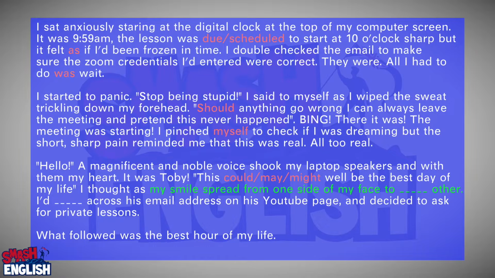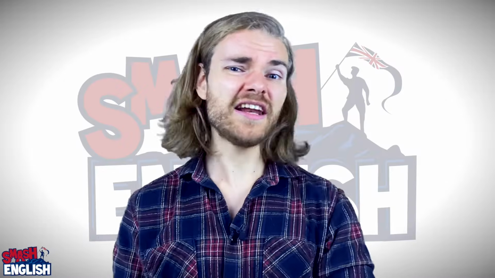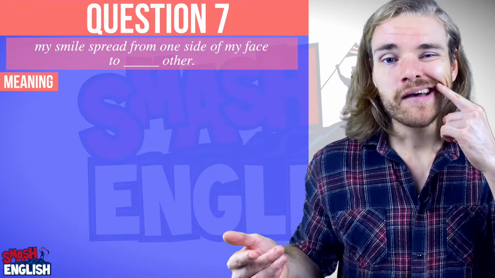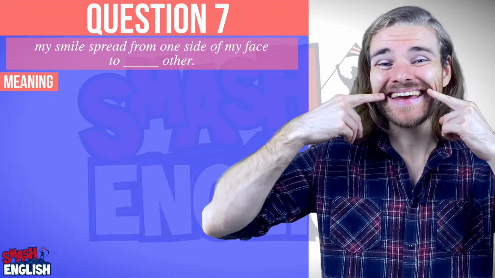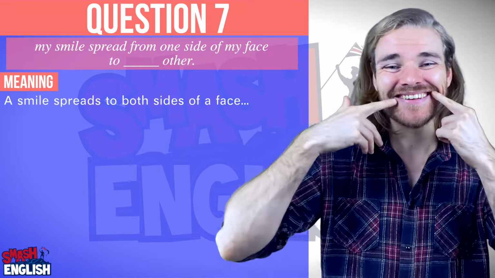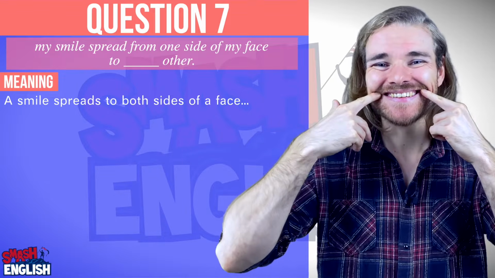My smile spread from one side of my face to other. And finally, we have a nice and easy one. Let's focus on the meaning. When you smile, it starts here and finishes here. This is my smile. It starts on one side of the face and finishes on this side of the face.